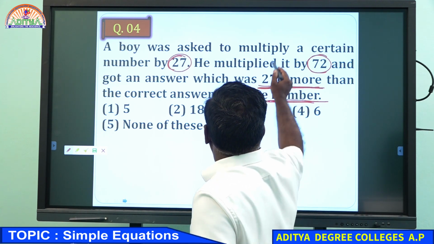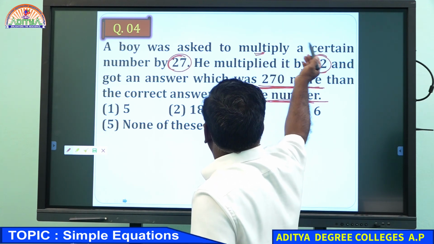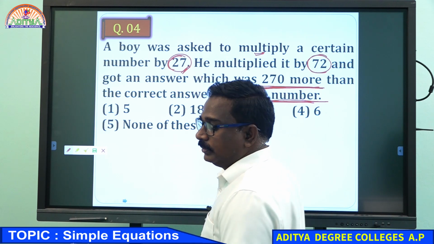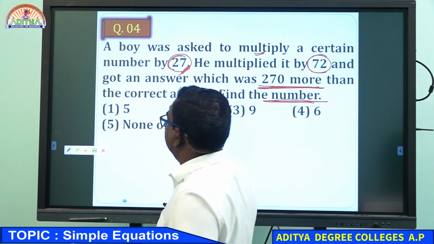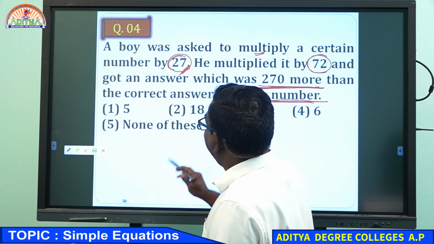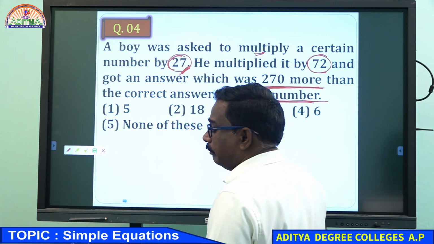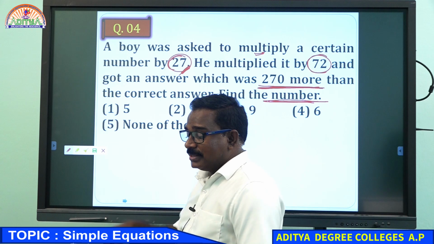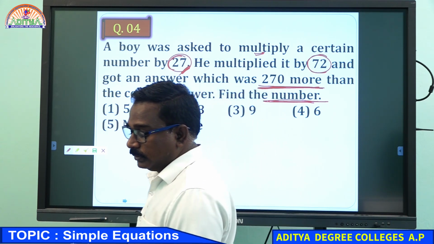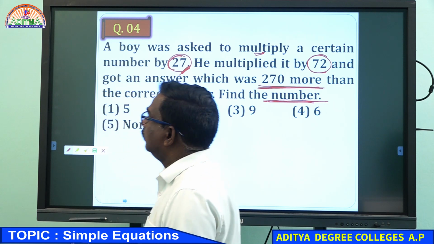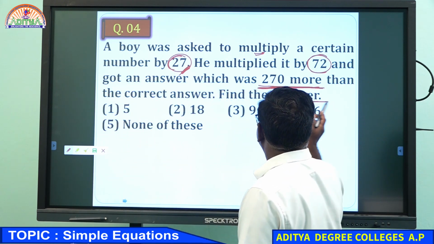A boy was asked to multiply a number by 27. We don't know that number, but he needed to multiply it by 27. By mistake, he multiplied it by 72. Because of that, he got an answer 270 more than the actual answer. Now he is asking, what is that number?